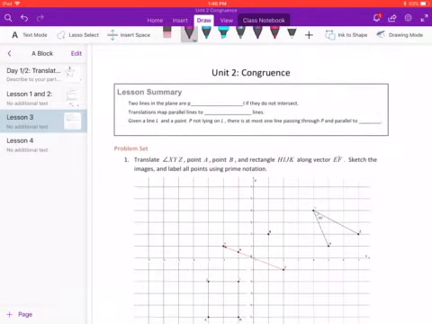All right. So the lesson summary: two lines in the plane are parallel if they do not intersect. Translations map parallel lines to parallel lines. Given a line L and a point P not lying on L, there's at most one line passing through P and parallel to L. And that's it.